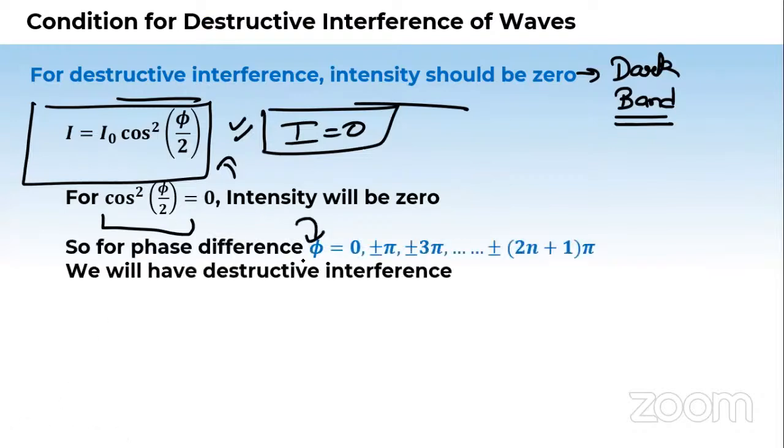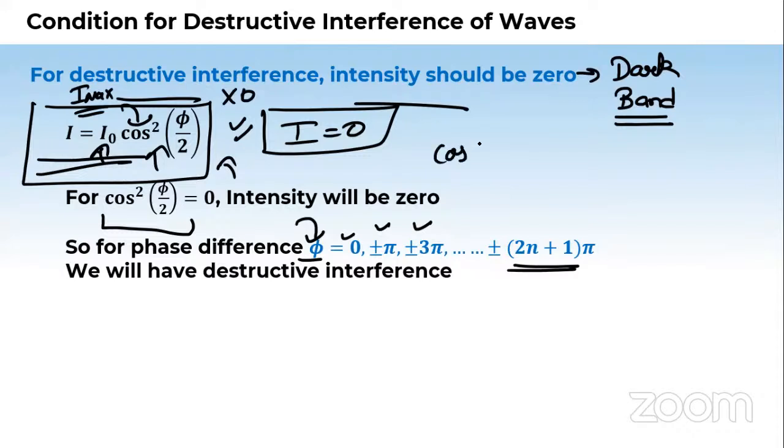See, this is the phase difference angle, phi. To make this expression 0, I naught will not be 0 because it is the maximum intensity, so we have to make cos phi by 2 equal to 0, because something multiplied by 0 will give you 0. When is cos 0, students? It is 0 at pi by 2, 3 pi by 2. At 90 degrees, the cos is 0.